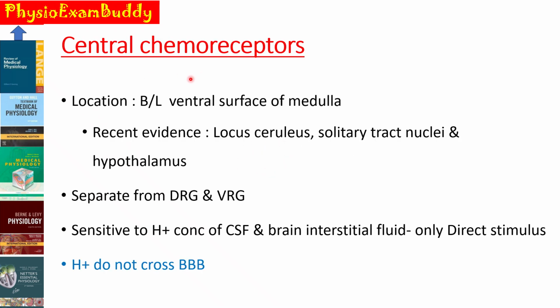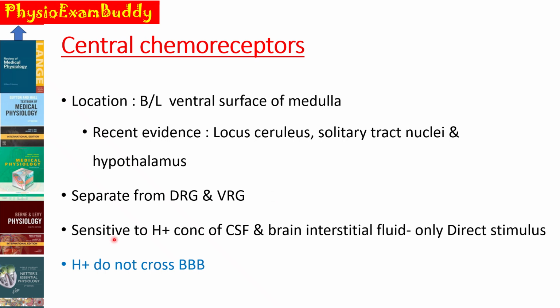Next, we will study the central chemoreceptors, or medullary chemoreceptors. They are located bilaterally on the ventral surface of the medulla, and recent evidence suggests that additional chemoreceptors are located in the locus coeruleus, solitary tract nuclei, as well as in the hypothalamus. Although these chemoreceptors are located in the medulla, they are separate from the DRG and VRG. The DRG and VRG are mostly related to the neural regulation of respiration.